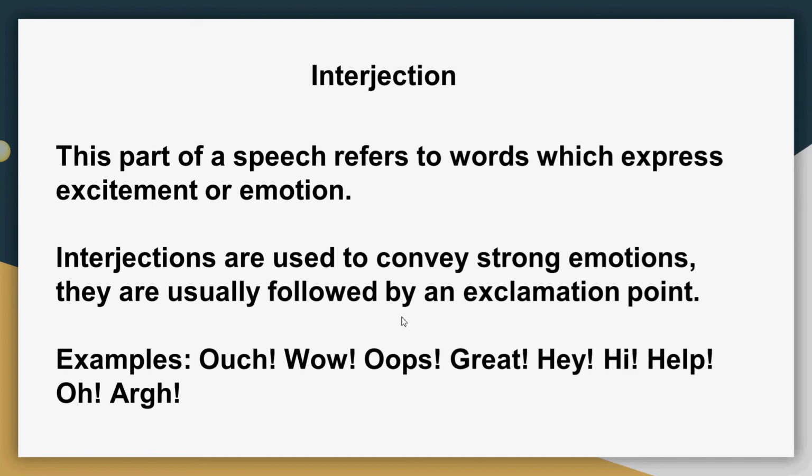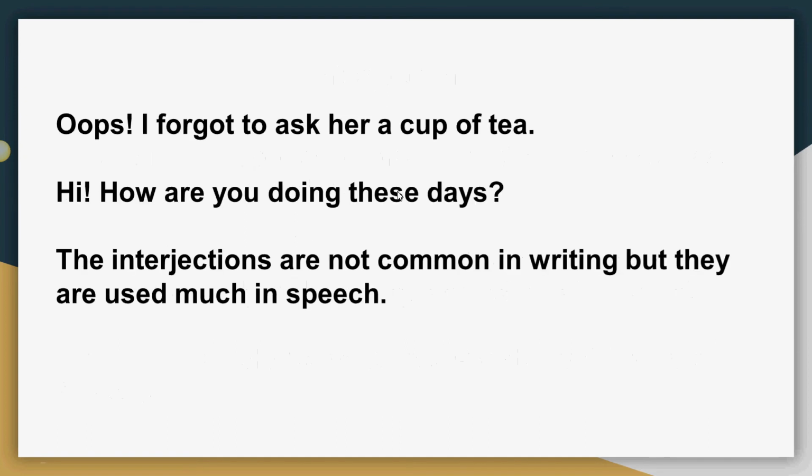Like if you say, oops, I forgot to ask her a cup of tea. I forgot to ask her a cup of tea is a complete sentence in itself. But oops is adding some emotion to it. It is adding some gesture to it. Oops, I forgot to ask her a cup of tea. Hi, how are you doing these days? The interjections are not common in writing, but they are used much in speech.